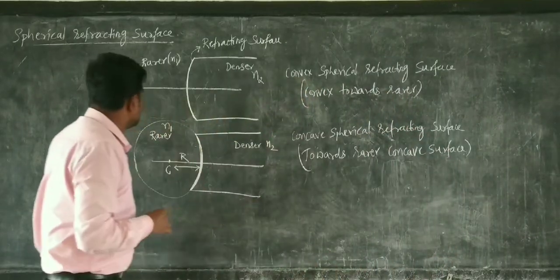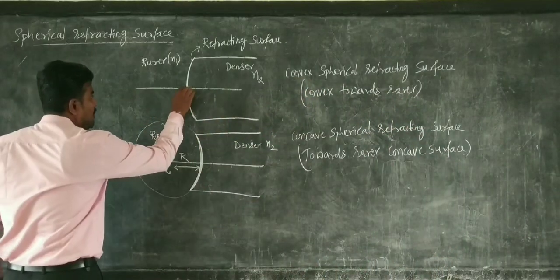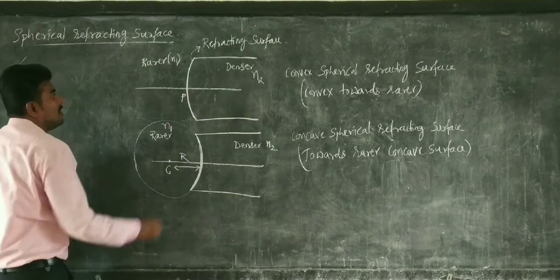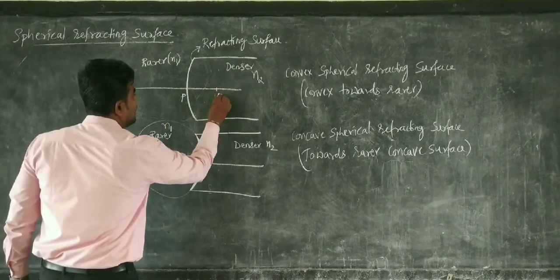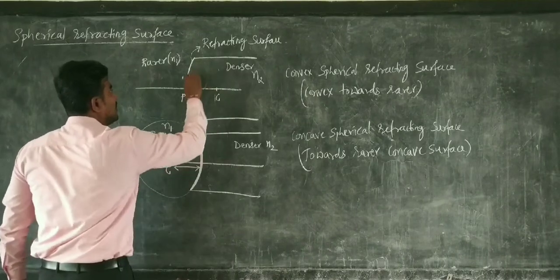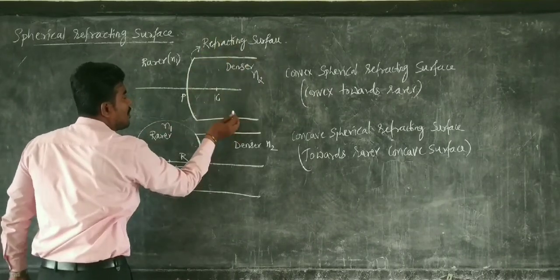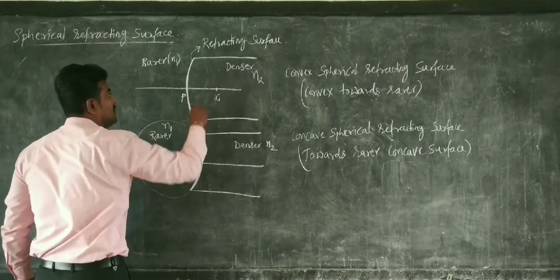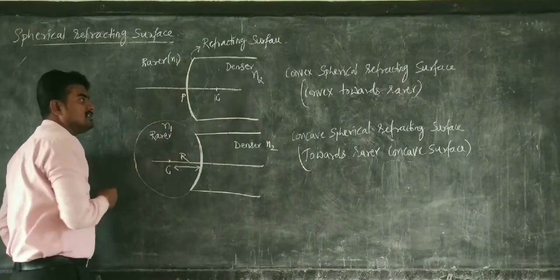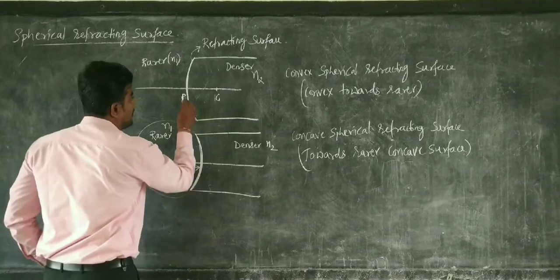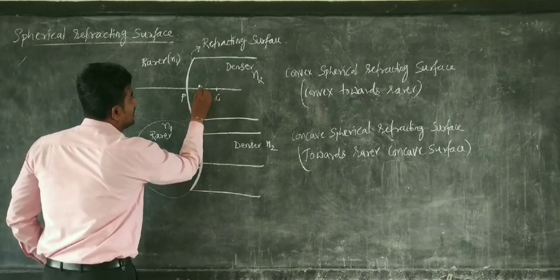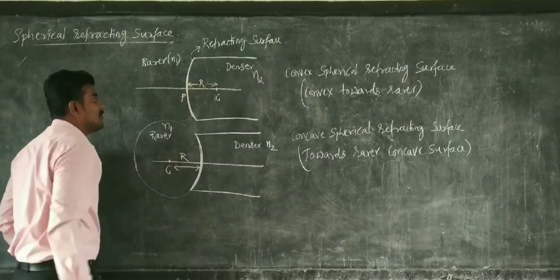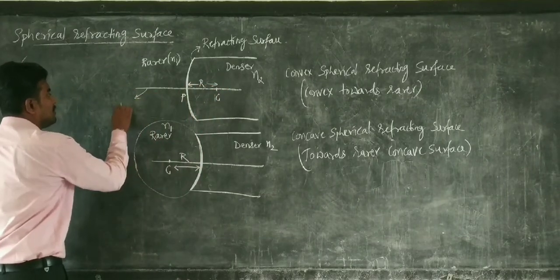As we know, this point is called the pole, and this is the center of curvature. Initially it was a sphere. Of that sphere a small part is taken, and this part is now the spherical refracting surface. From P to C the distance is R. R is the radius of curvature, and this is the principal axis.